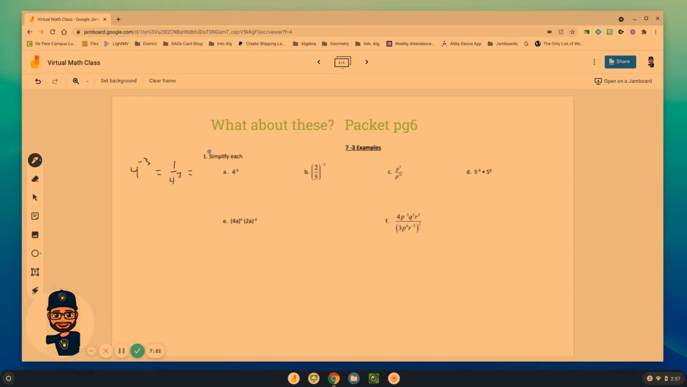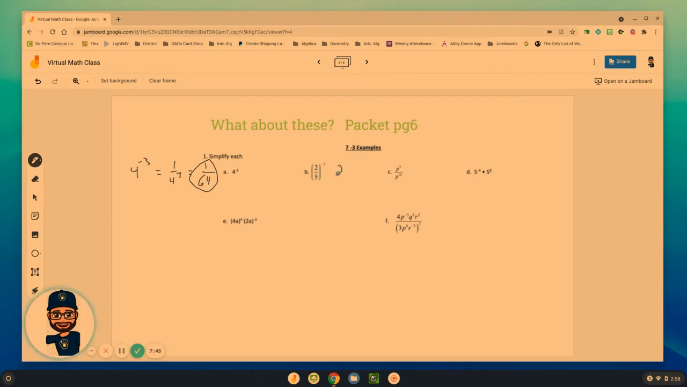Because it's asking us to simplify, we have to calculate what is 4 to the third. 4 times 4 is 16, times 4 is 64, so we get 1/64. Letter B, 2/5 to the negative 3.